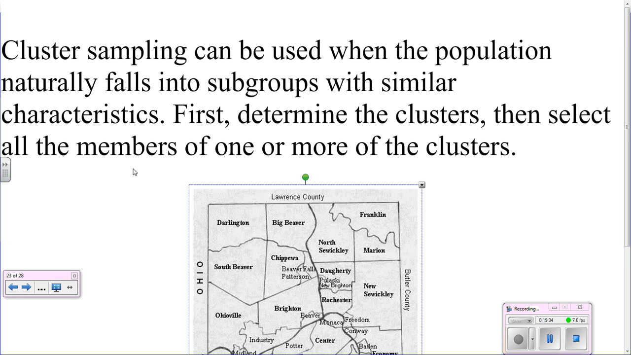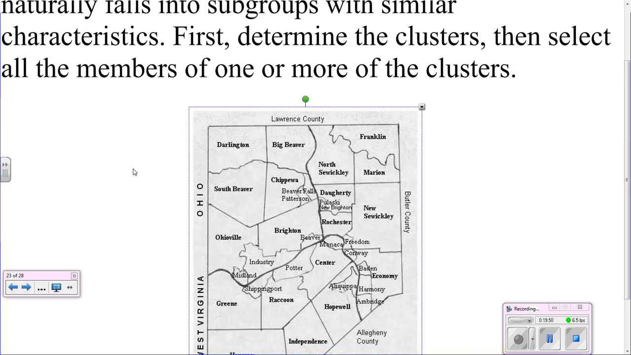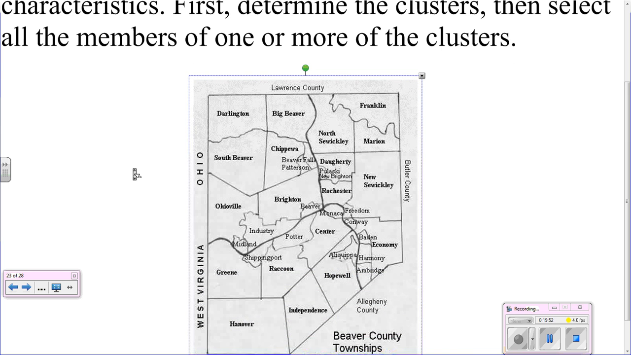Cluster sampling. This can be used when the population naturally falls into subgroups with similar characteristics. First, determine the clusters, then select all the members of one or more of the clusters. This is obviously Beaver County. So the way that we would do this is we would pick people from certain clusters. So we would say, okay, we are going to look at every person from New Sewickley.